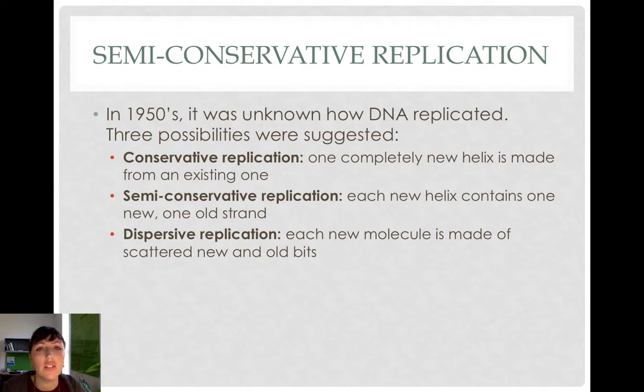In the 1950s, it was unknown how DNA replicated, and there were 3 possibilities suggested. There was conservative replication, where the original helix stays intact and one completely new helix is made as a copy. Then semi-conservative replication, which we know to be true today, where each new helix contains one new and one old strand. And then dispersive replication, where each new molecule is made up of scattered new and old bits.